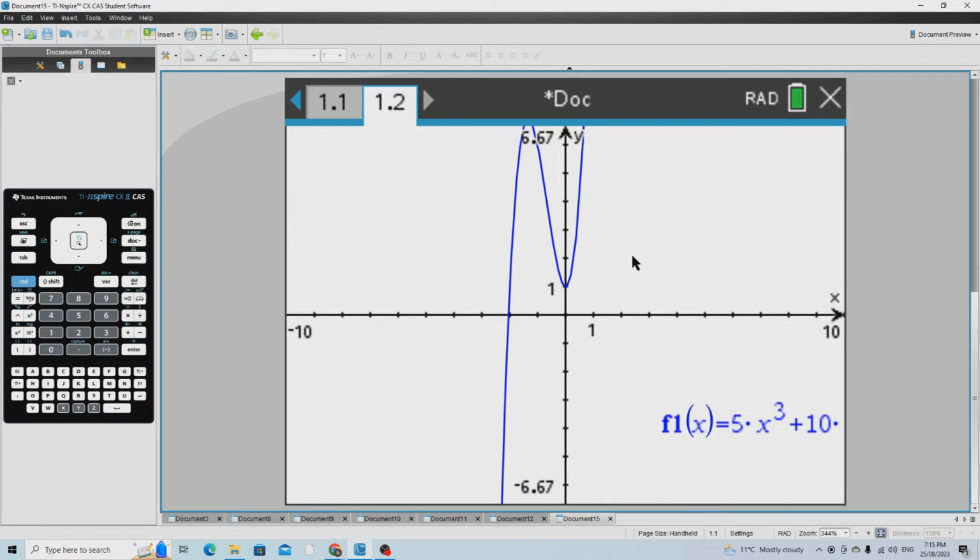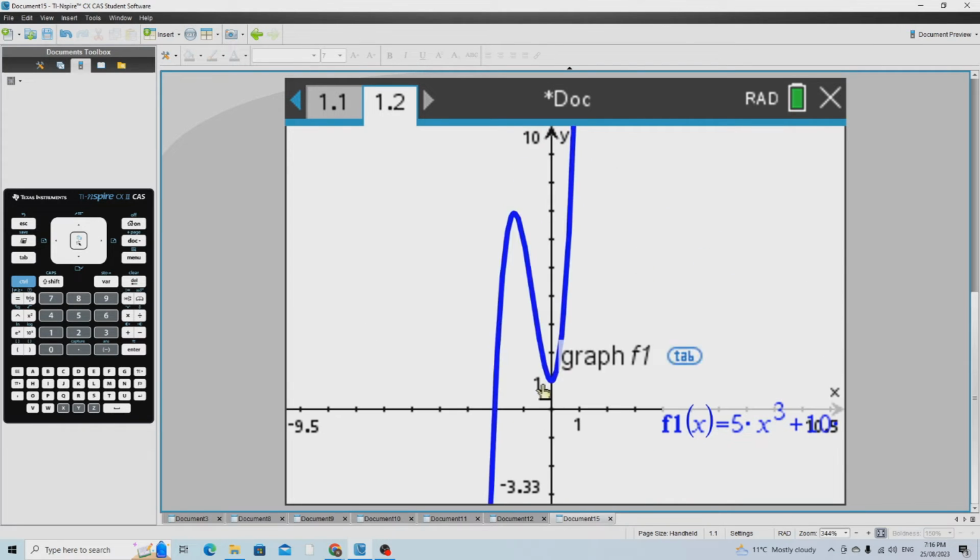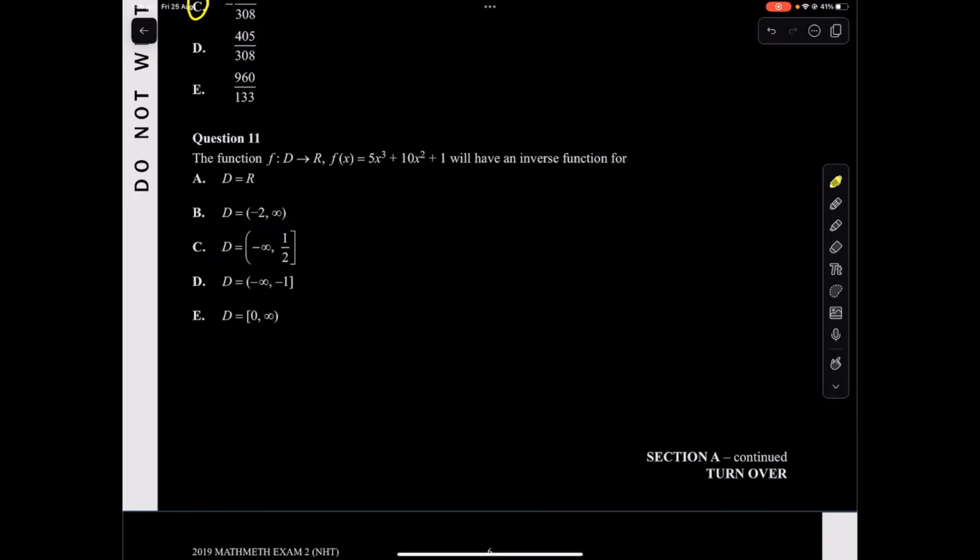Well, the first one is domain of all reals, absolutely not, doesn't work. Negative 2 to infinity. No. Negative infinity to a half, a half, which is here, absolutely not. Negative infinity to negative 1. Nope. And 0 to infinity, so from here to here, yes. It's a 1-to-1 here. So choose E as your answer.